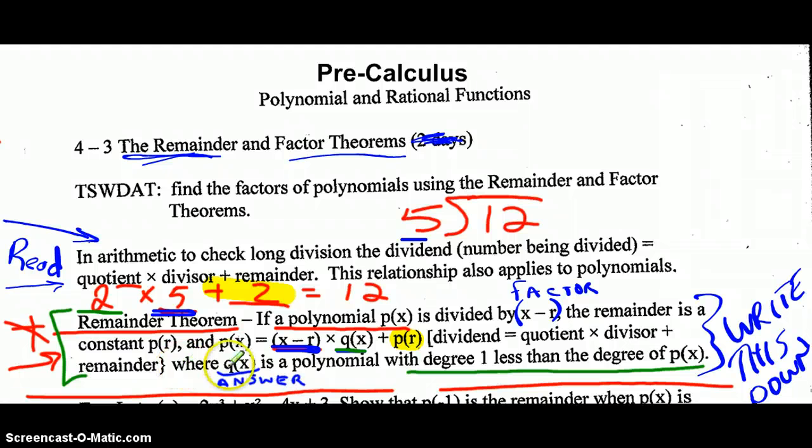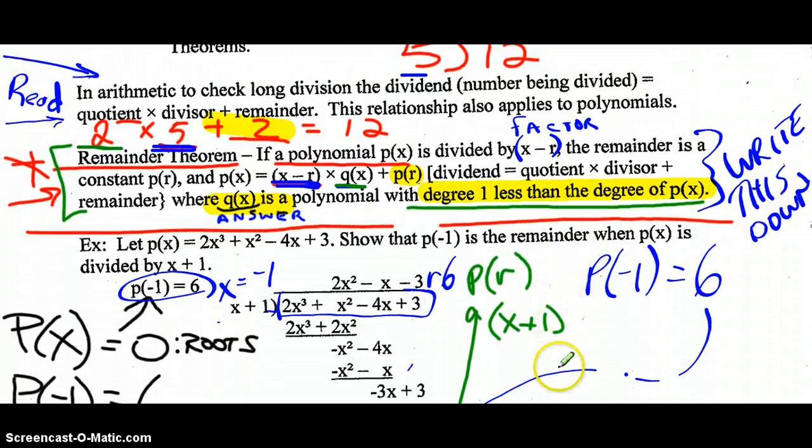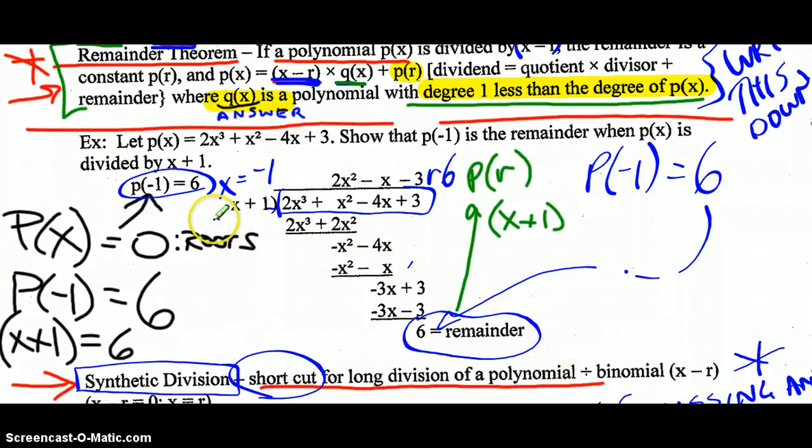Here's something that's really important. The answer is 1 degree less than the original polynomial. Let's do one of these. If we took p of x, which is this big, long, ugly thing, write that down. Show that p of negative 1 is the remainder when p of x is divided by x plus 1. That didn't make any sense to you. That's okay. What they're saying is, if you plugged in negative 1 for x, you would get 6. Prove that when you divide, you get a remainder of 6.